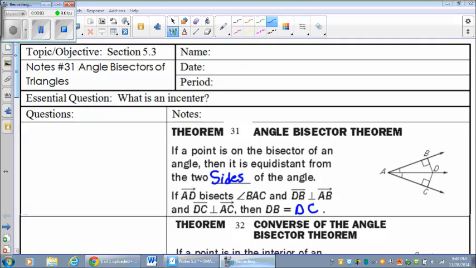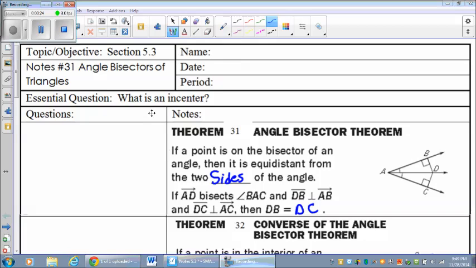Okay, this is notes section 5.3, notes 31, angle bisectors of a triangle. And the essential question is, what is an incenter? It is the intersection of all congruency lines of angle bisectors.